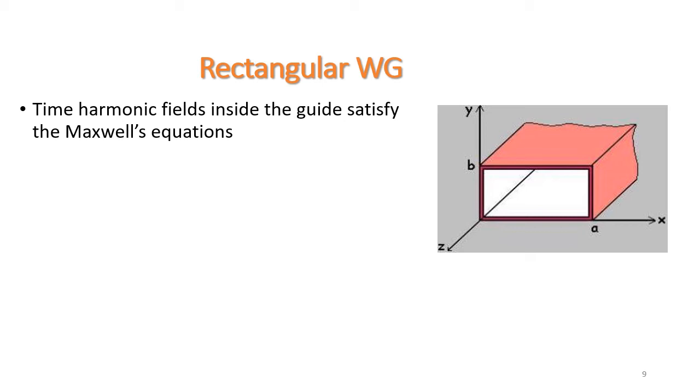Whenever the signal is propagating along the z direction, we can write the field equations inside a waveguide with the help of time harmonic Maxwell's equations, that is, time harmonic fields inside the guide will always satisfy Maxwell's equations. So first we'll write Maxwell's equations related to the electric field and magnetic field, that is, del cross E is equal to minus j omega mu H, and del cross H is equal to minus j omega epsilon E.